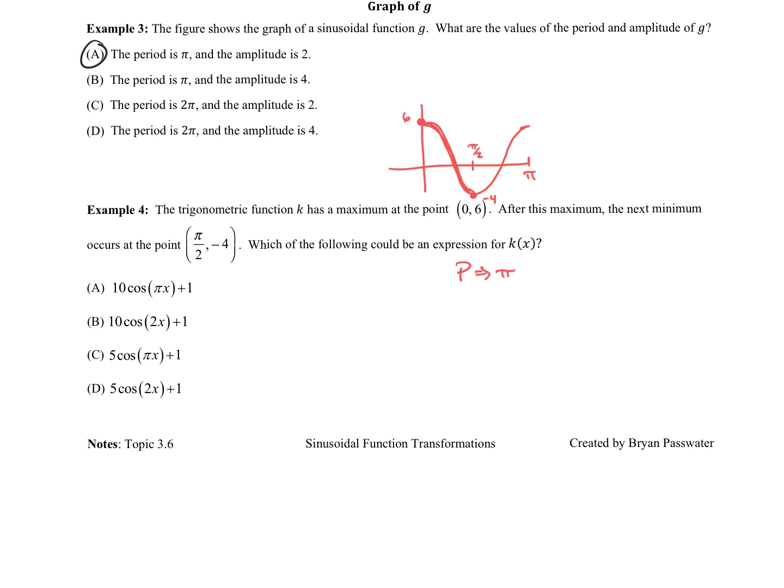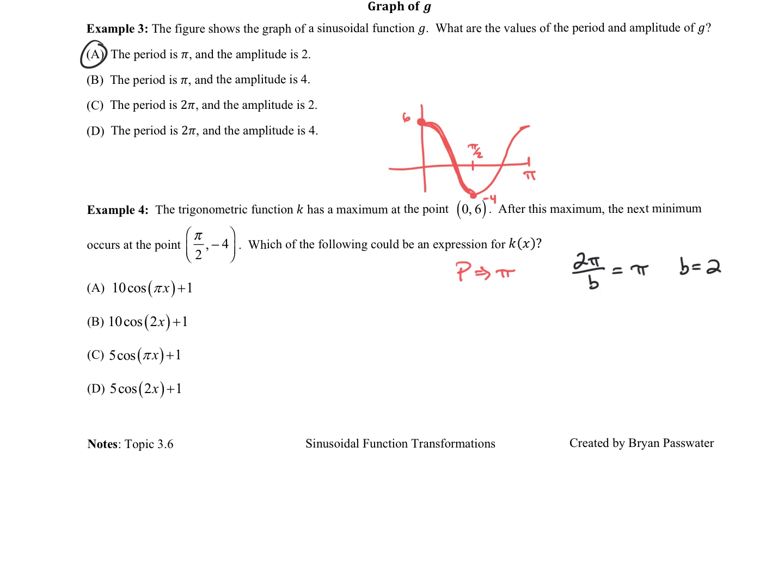Now, we could solve for b right now. Yeah, let's solve for b. What's my normal period? 2 pi. And I'm going to divide it by b, which is equal to pi in this case. So what's my b? 2. All right. So my b is 2.